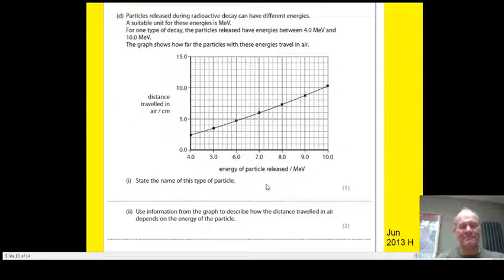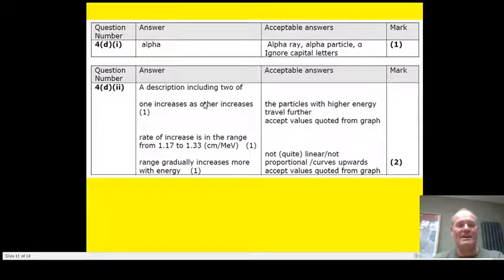Secondly, sorry about flicking backwards and forwards, use the information from the graph, the shape, the axes, the numbers, to describe how the distance travelled depends on the energy of the particle. And hopefully we're all at least decent mathematicians to recognise the sort of correlation it is. It's a positive correlation. As the energy of the particle increases, the distance travelled increases. The mark scheme says any 2 of these, one increases as the other. I would hope you'd actually said specifically that as the energy increases, the distance increases.